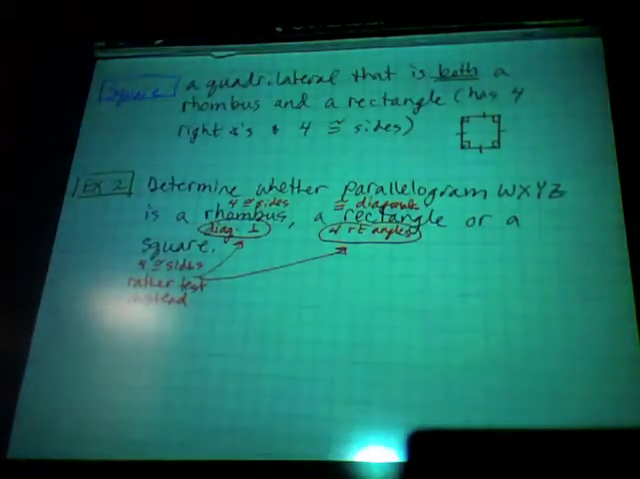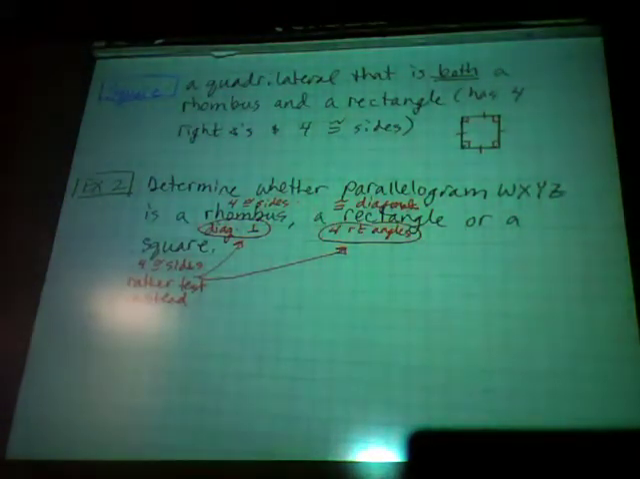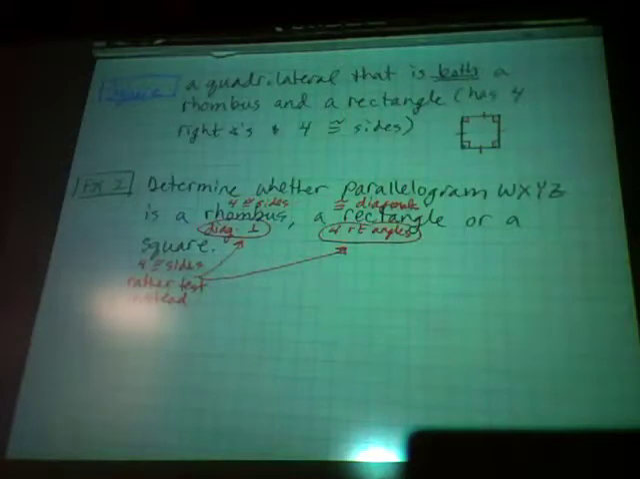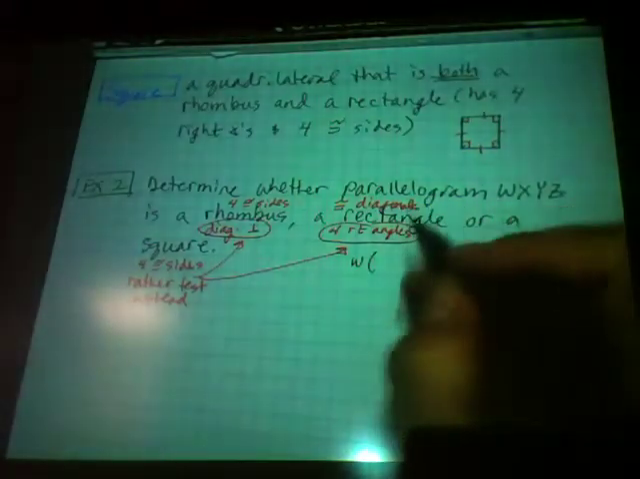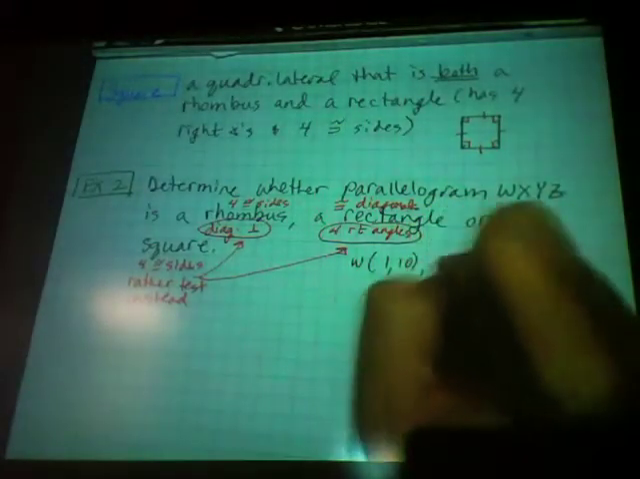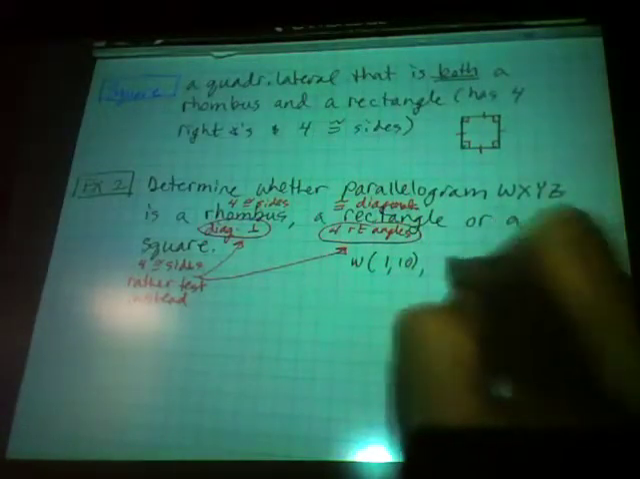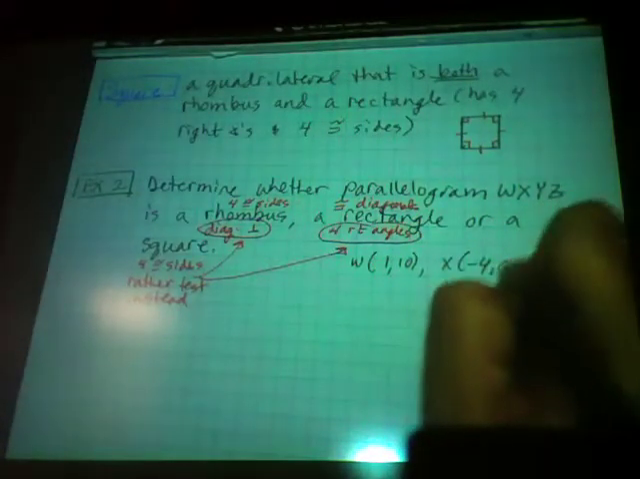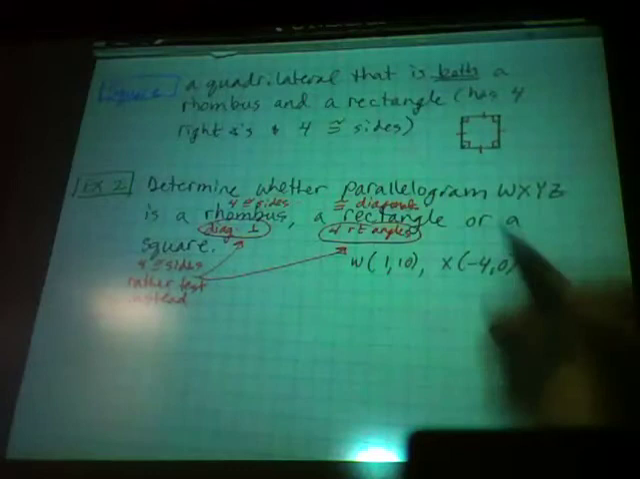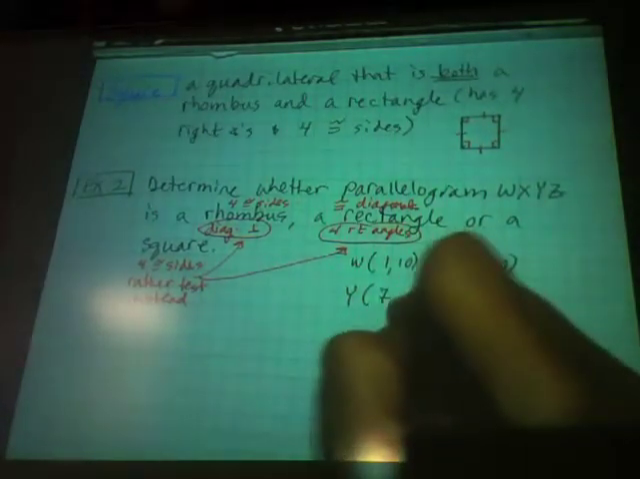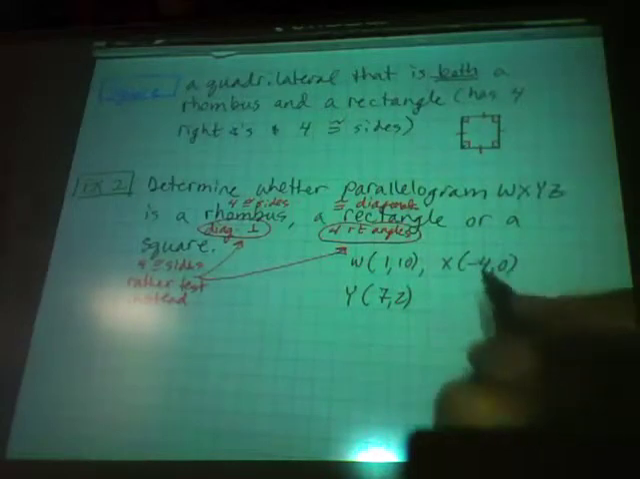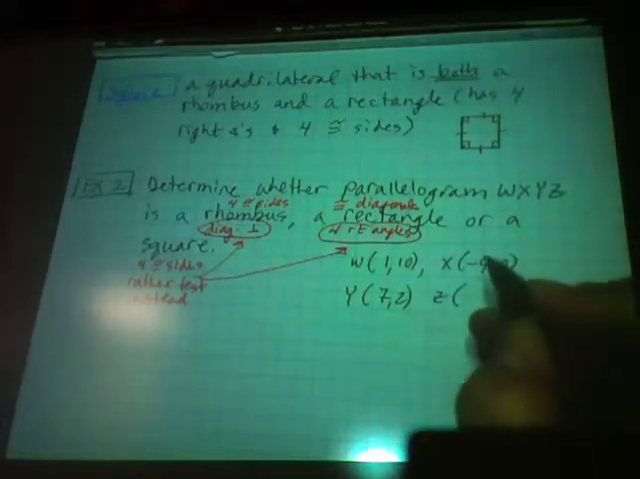It's quicker than doing the distance formula 4 times. So I'm going to give you the ordered pairs, and the ordered pairs are W is (1, 10), and X is (-4, 0), Y is (7, 2), and Z is (12, 12).